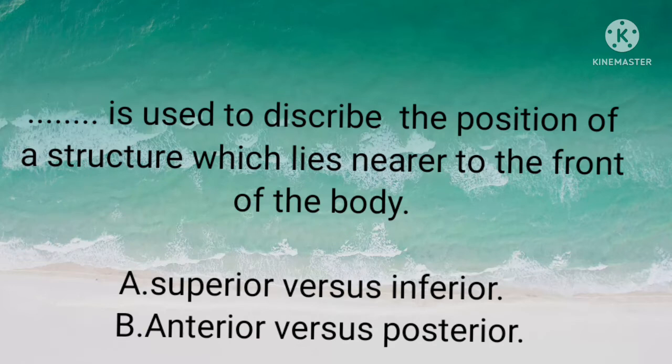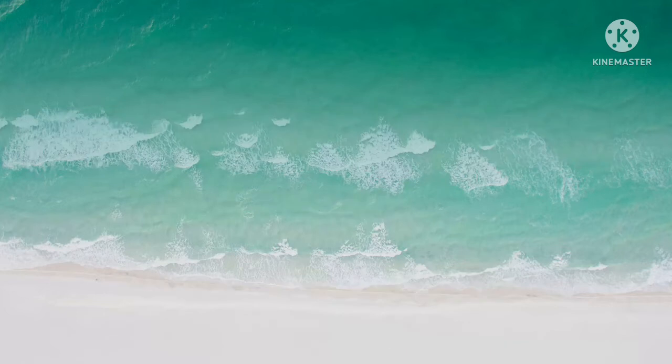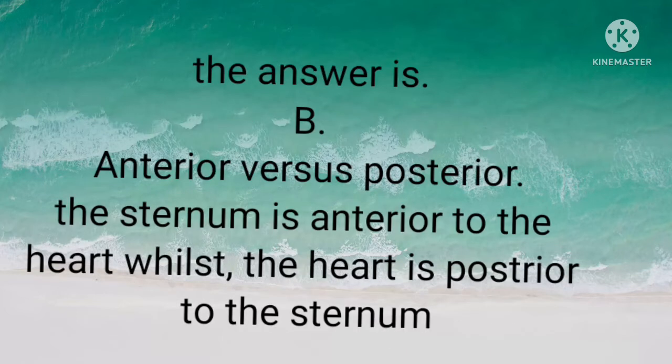Blank is used to describe the position of structures which lie nearer to the front of the body. A. Superior versus inferior. B. Anterior versus posterior. The answer is B. Anterior versus posterior. The sternum is anterior to the heart whilst the heart is posterior to the sternum.